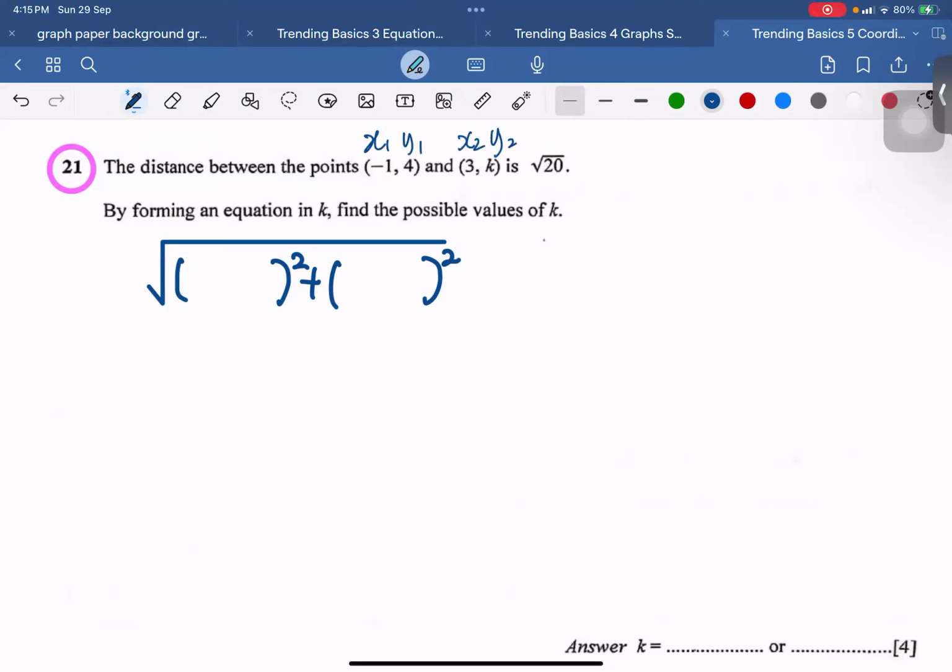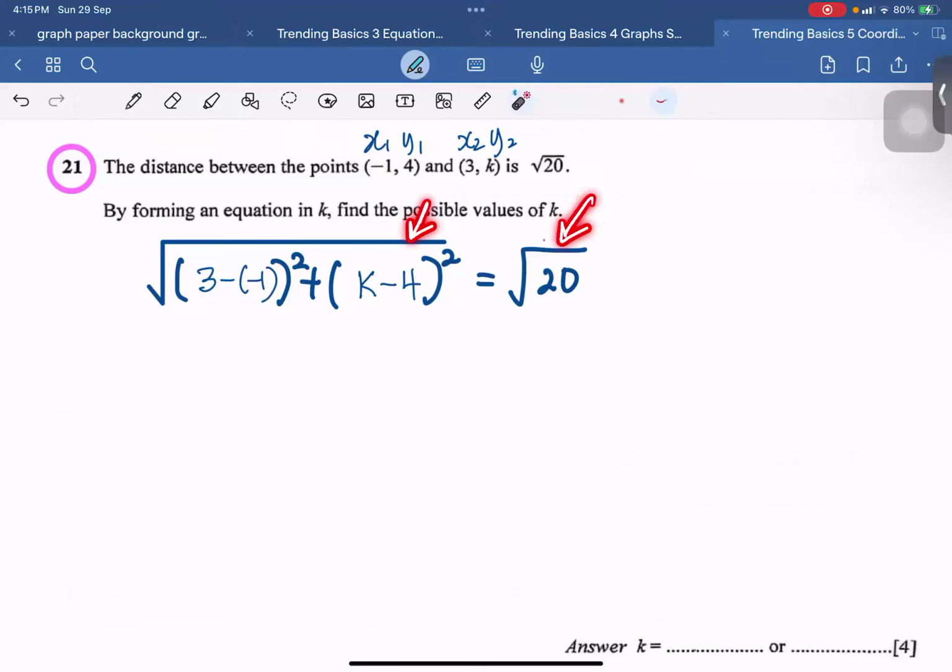Okay. Then I'll plug in my formula, y2 minus y1, x2 minus x1. Be careful, negative sign over here. They say the whole thing is equal to square root 20. Here got square root, here got square root. Remove the square root. So I'm left with the number 20. Do not expand this. Keep it the same.